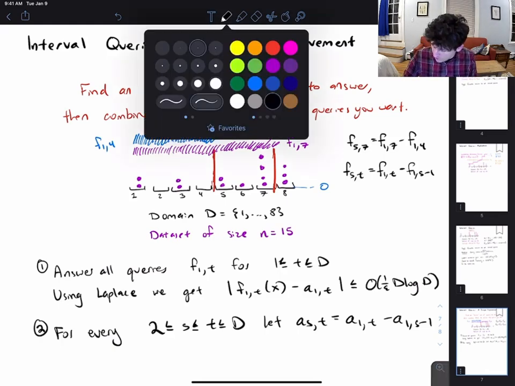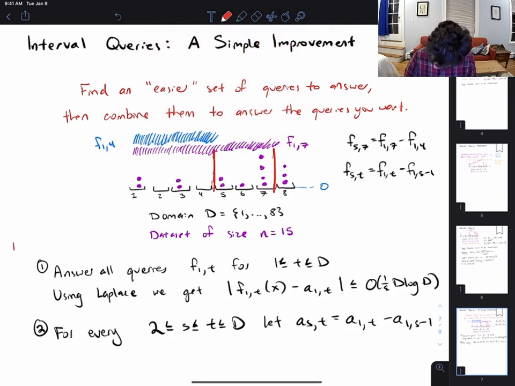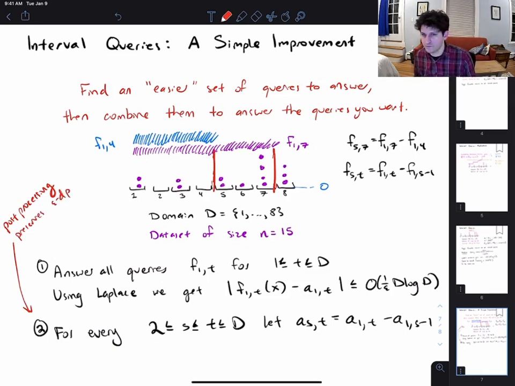One thing to note that's very important is that this is just a post-processing step. I'm not actually touching the data anymore, so I'm allowed to post-process however I want. I've already got privacy in step 1. I'm never looking at the data again. I'm just using the answers that are already private, and I'm post-processing. So post-processing preserves epsilon DP. That's good.